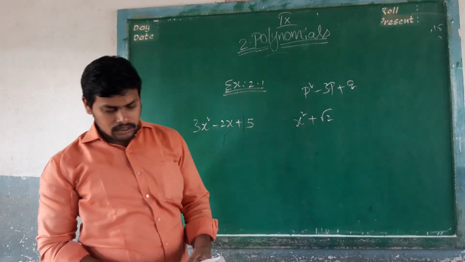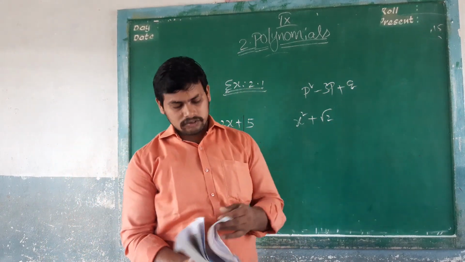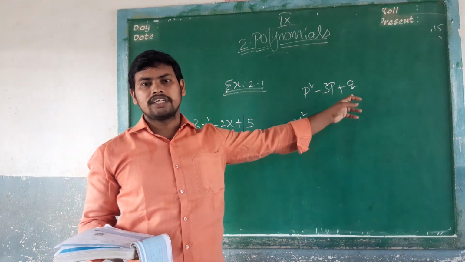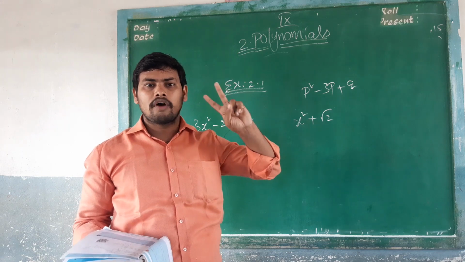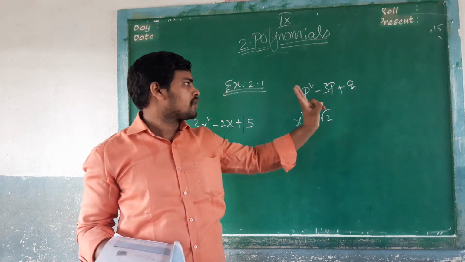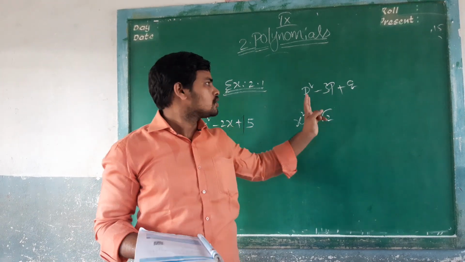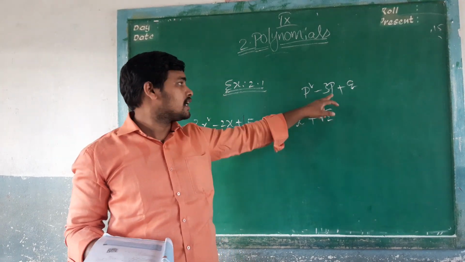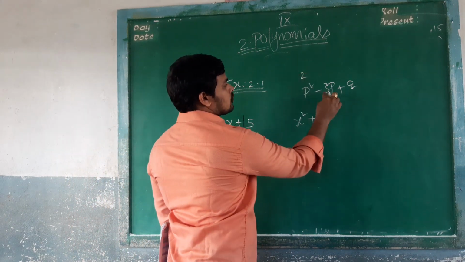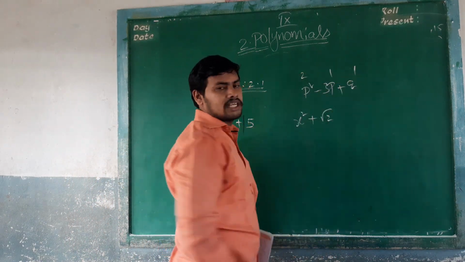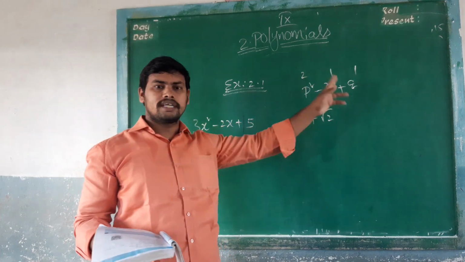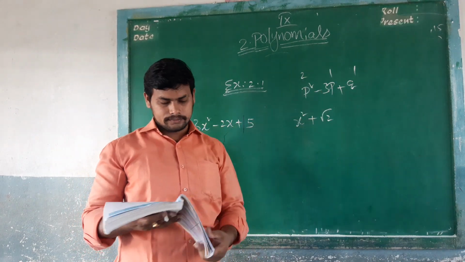Next, p square minus 3p plus q. How many variables are used here? There are two variables, p and q. So what is the degree here? The degree of the first term is 2, the degree of this term is 1, and the degree of this term is 1. So which is the largest among those? The degree is 2 here.